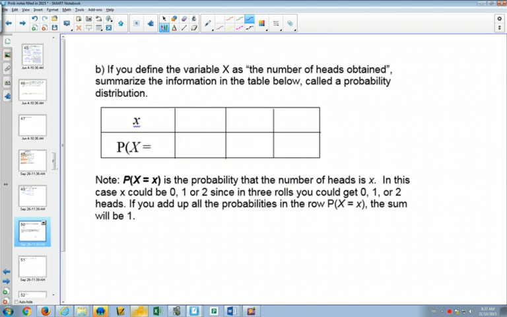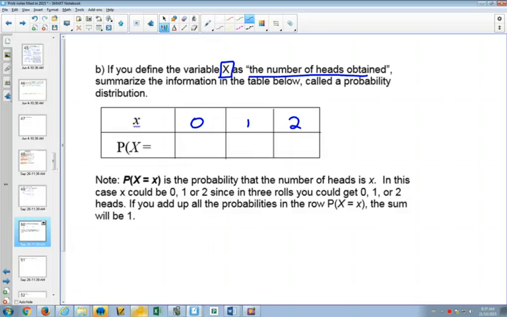So here's our big X equals. We define the big X here as the number of heads that you could get. When you flip a coin twice, can you see that there's 3 possibilities for the number of heads you could get? How many heads could you get if you flip a coin twice? You could get none. You could get 1, or you could get 2.